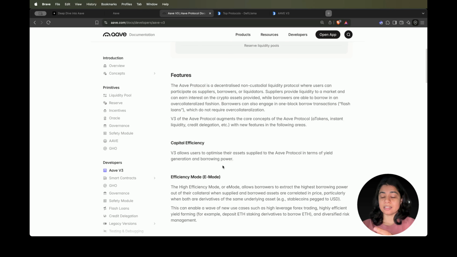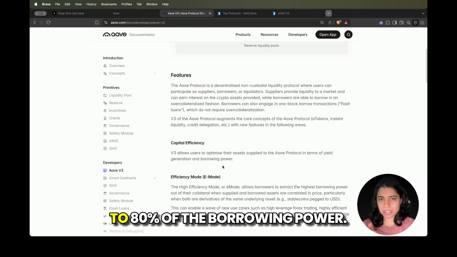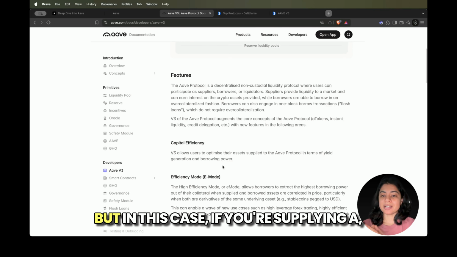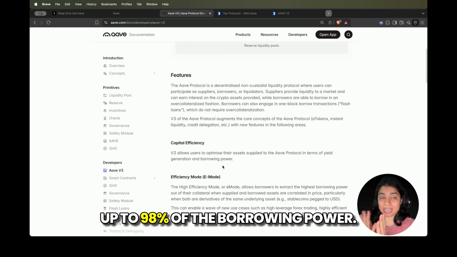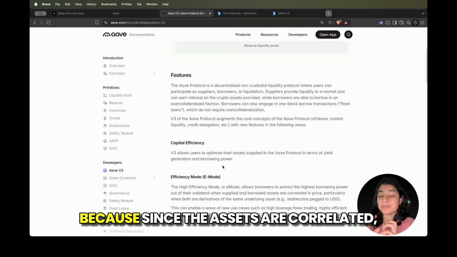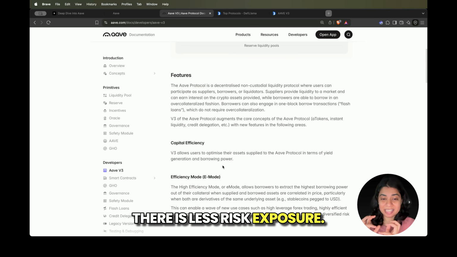So in the previous versions, even if you supplied stable coins, you still used to get around 75 to 80% of the borrowing power. But in this case, if you're supplying a stable coin, you will get up to 98% of the borrowing power, because since the assets are correlated, there is less risk exposure.